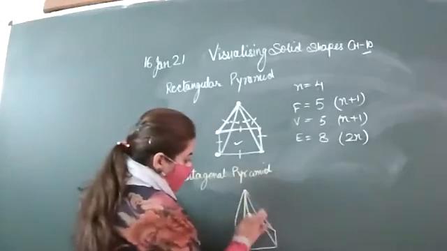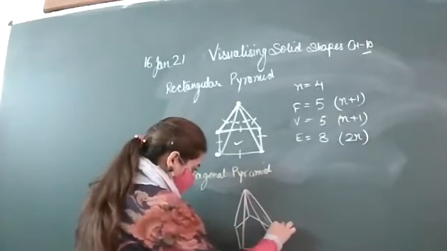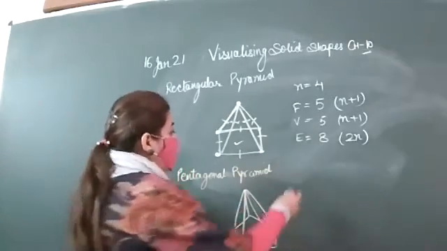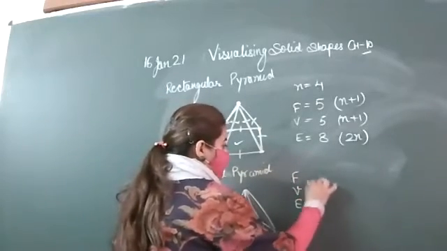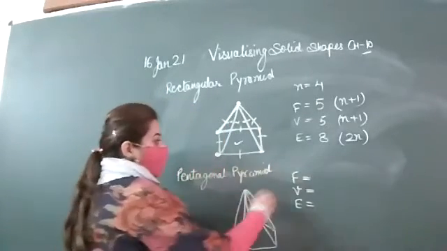Pentagonal pyramid. Now, write the faces, vertices, and edges. Faces are 6.